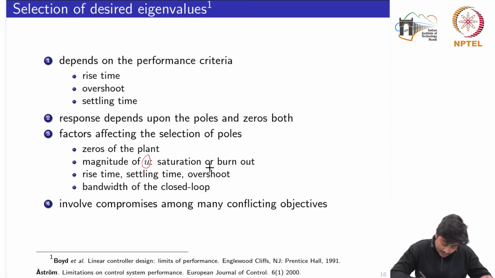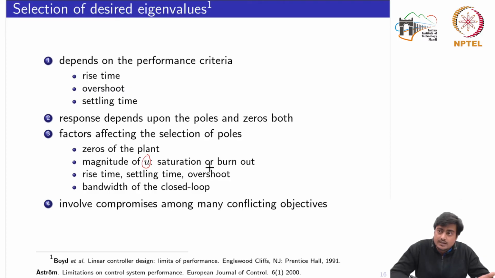The rise time, settling time, and overshoot are pretty much obvious. Most importantly is the bandwidth of the closed loop, which takes into account the frequency domain characteristics, and there is a very strong correlation between the time domain characteristics and the frequency domain characteristics, which possibly you have studied during your UG control course. So all in all, it involves compromises among many conflicting objectives.